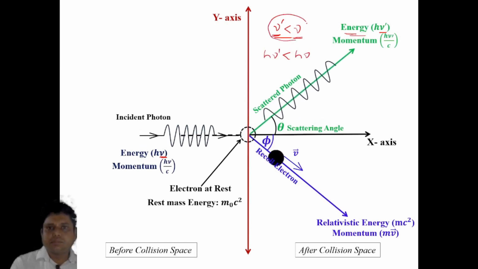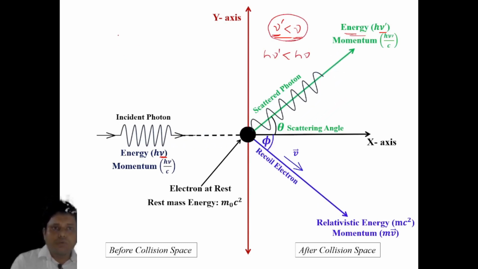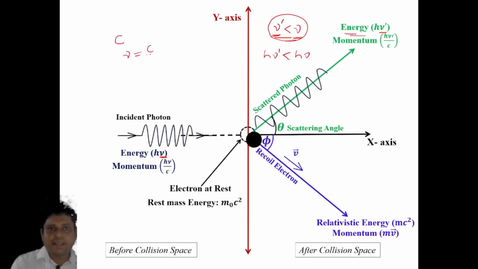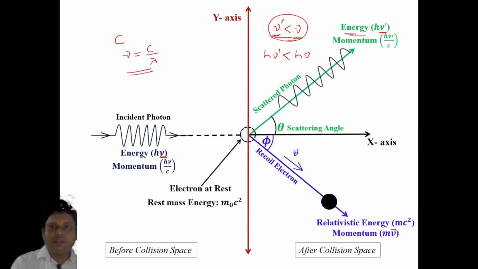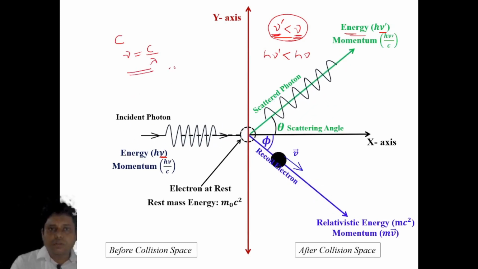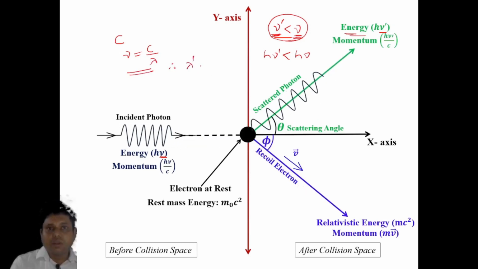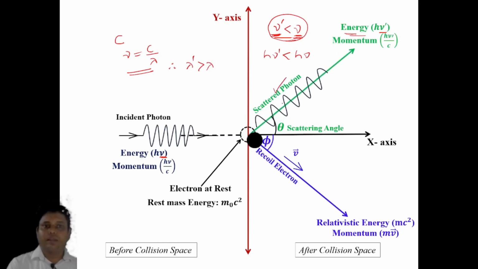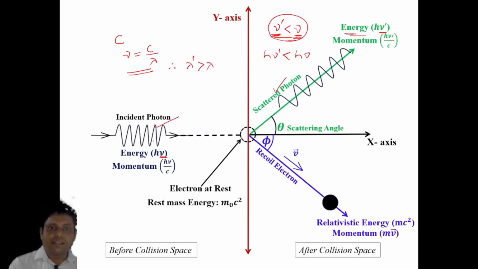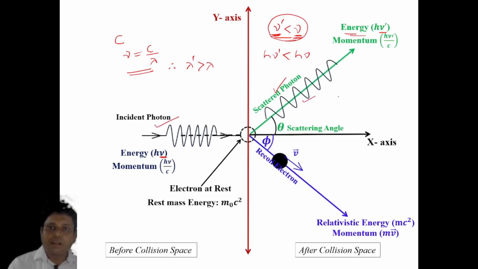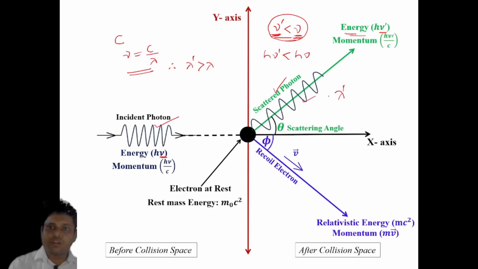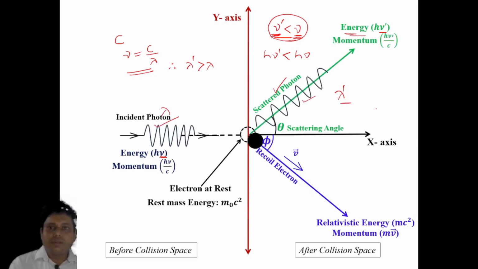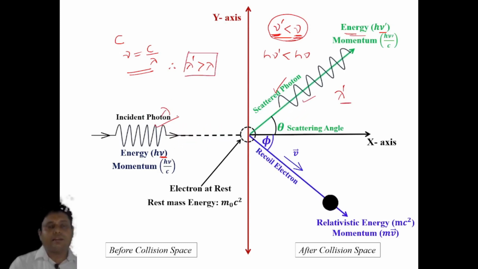So if mu dash is less than mu, we know that the velocity of light c, frequency and wavelength are related like this. If mu dash is less than mu, therefore lambda dash will be greater than lambda. That means the wavelength of the scattered photon, lambda dash, is greater than the wavelength of the incident photon, lambda.